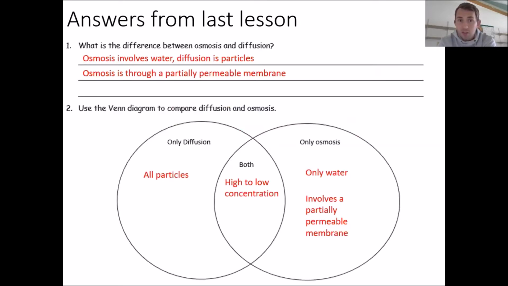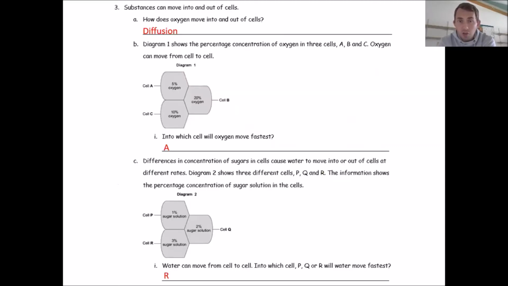So the first couple of questions, again, these two should have been okay. Comparing diffusion and osmosis, okay, there's your answers. Question 3, let's look at some diagrams. Oxygen is diffusion because it's not water. It would move fastest to A because A has the lowest concentration. Question C, water moves into cell R the fastest because R has the most sugar, so the least water.